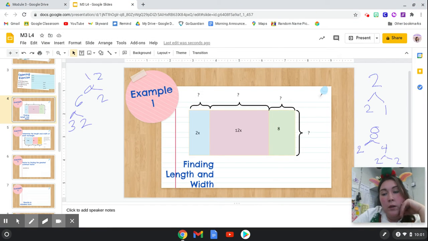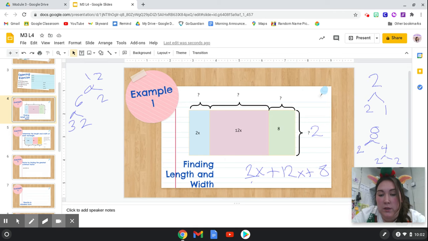So I see the one number that all of these have in common is a 2. So that tells me that my width over here would be a 2. So I can pull 2 out of all of these factors. So if I had 2x plus 12x plus 8, which is what this represents, then I could pull a 2 out of each number. So I divide each by 2.